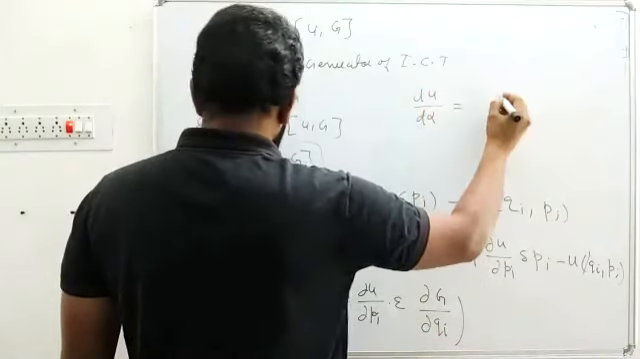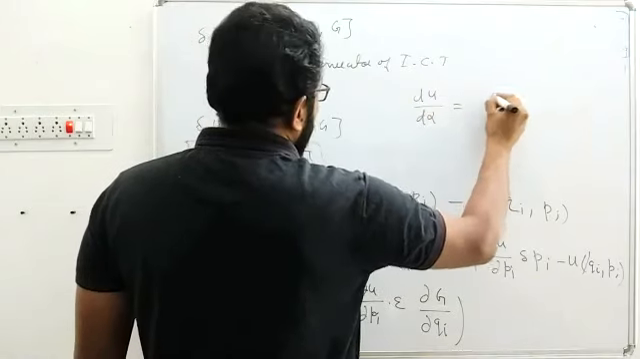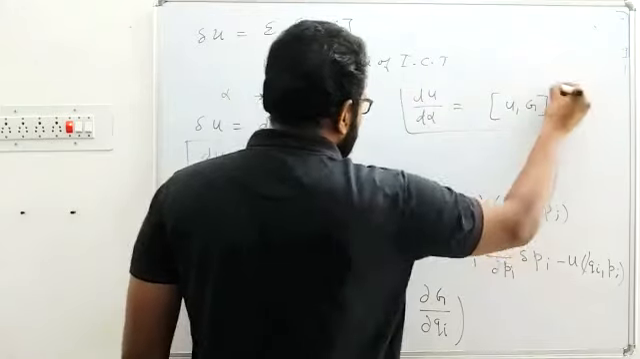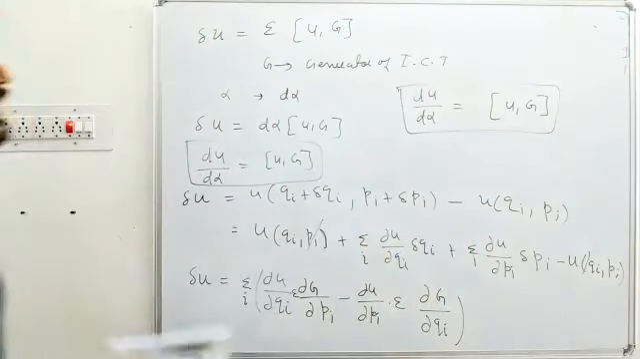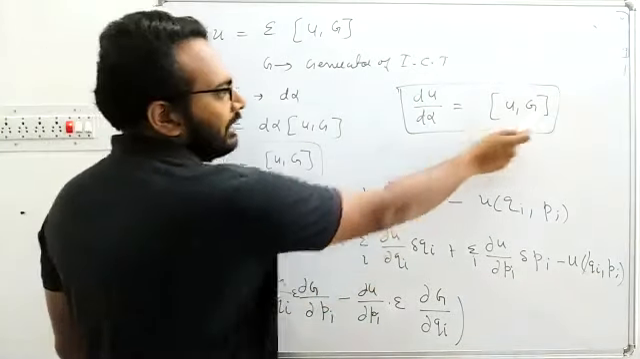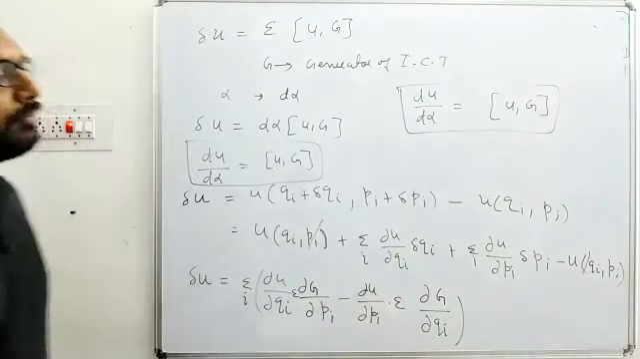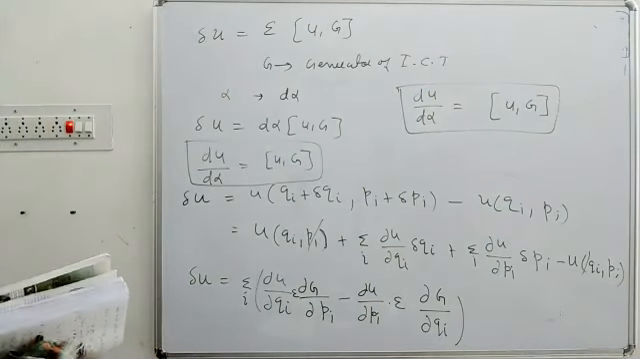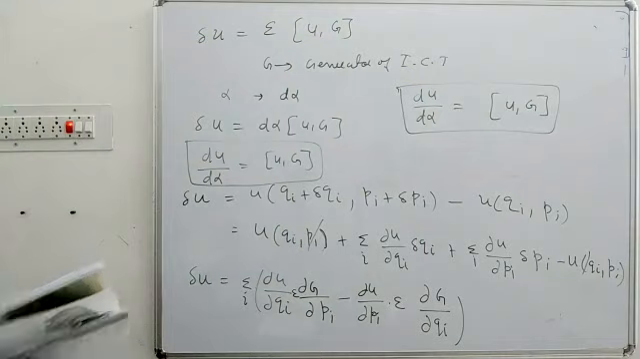This can be written as du by d alpha equal to u comma G. Now what is G? G is the generator of some transformation. Now if this alpha is time and G is the Hamiltonian, we just have the time translation. And we have already seen these things. There would be an extra minus sign there, but we have seen these things.